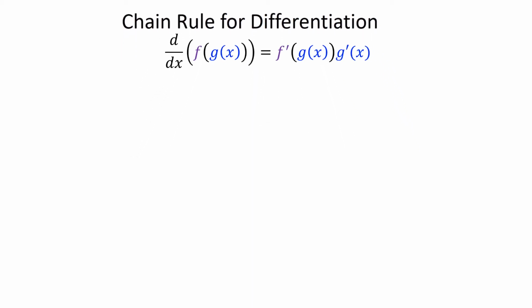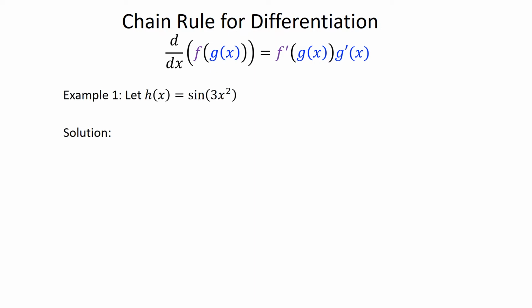Now, let's look at some examples using the chain rule. For the first example, let h of x equal sine of 3x squared. Our task is to compute the derivative of h. One of the trickiest aspects is to recognize when you're dealing with a composite function, and then to recognize what the outside function is and what the argument is. This first example isn't too bad.